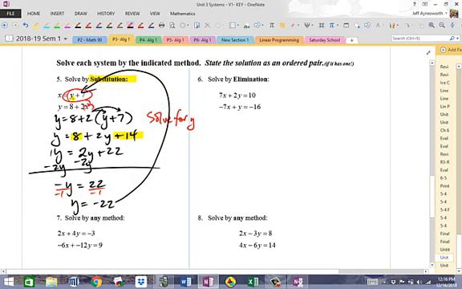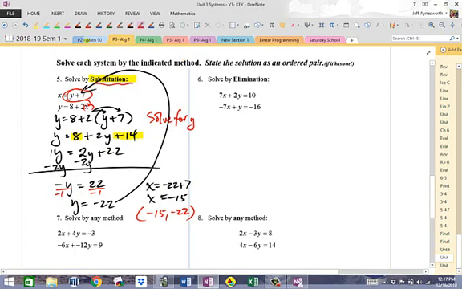Then you take that and you substitute it back. x is equal to y plus 7. So x is equal to -22 plus 7. So x is equal to -15. So your solution here on this system is (-15, -22). That's the solution to the system. Okay, solved by substitution method.